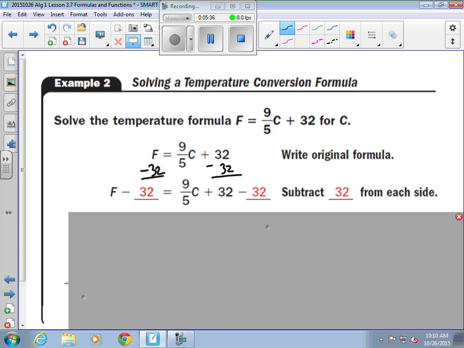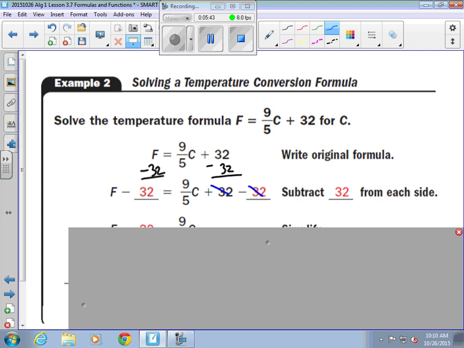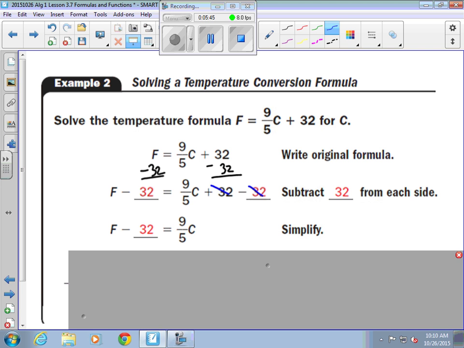This part is eliminated right here, plus 32 minus 32. That's by subtracting 32 on both sides. So f minus 32 is equal to 9 over 5c. Remember, that's just the vertical method and the horizontal method.